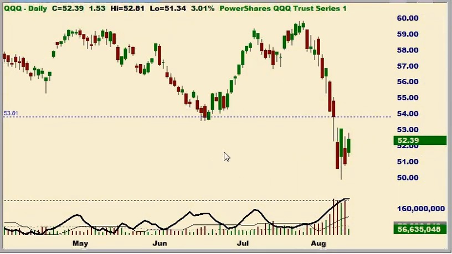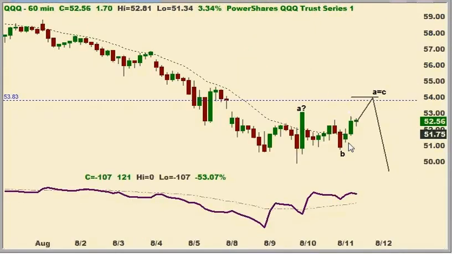Here we are on the Qs. Interesting to note, and again, let's assume for prudence's sake that we are into a third wave decline. If that is the case, the 5380 area is going to be very important for the Qs. That's where a corrective bounce probably is going to terminate. Here's a little more detail on that. Instead of counting this as a 1-2, you can count it as an ABC. And again, that would target in an A equals C type scenario the 5380, 54 area for the QQQ.